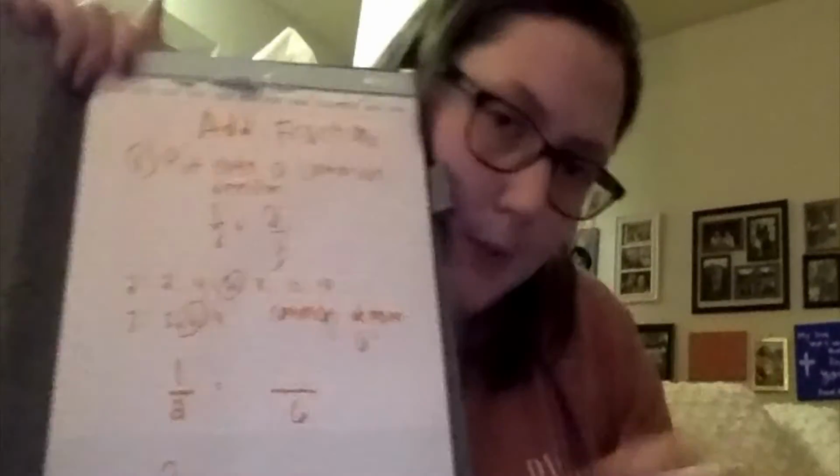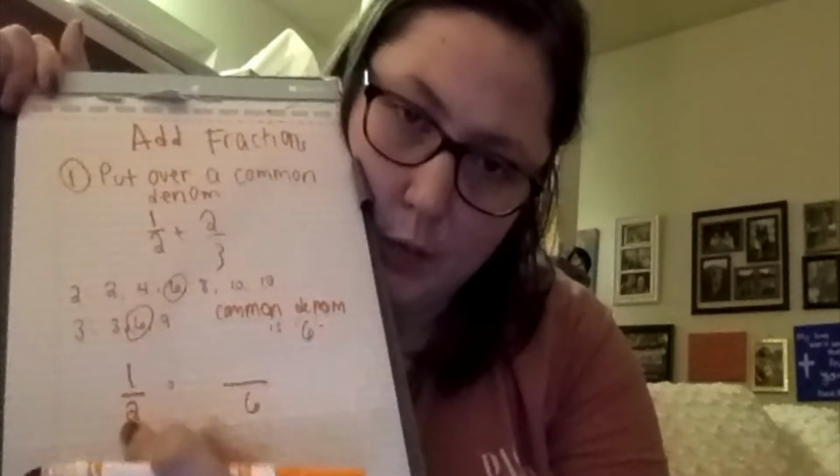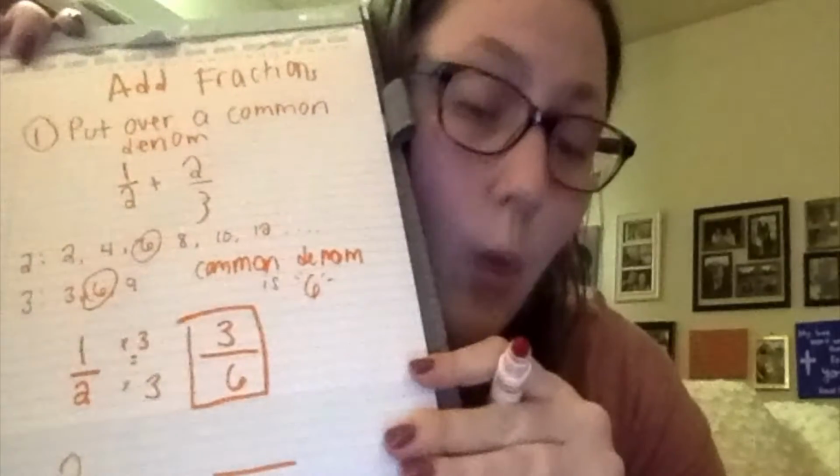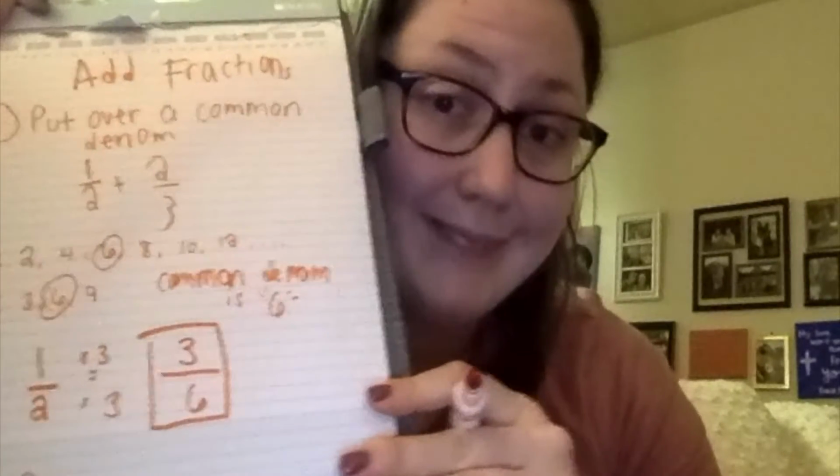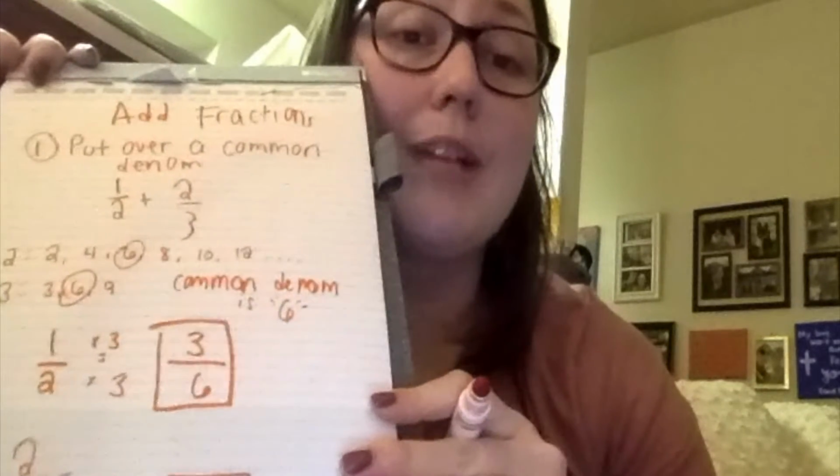Alright, so whatever you do to the bottom, you have to do to the top. On the bottom here, we have 2. We need to get to 6, so I'm going to multiply by 3. 2 times 3 is 6. Whatever you do to the bottom, you have to do to the top. So I'm multiplying 1 by 3 also. And 1 times 3 is 3, so my new fraction is going to be 3/6. Notice 1/2 and 3/6 are equivalent.